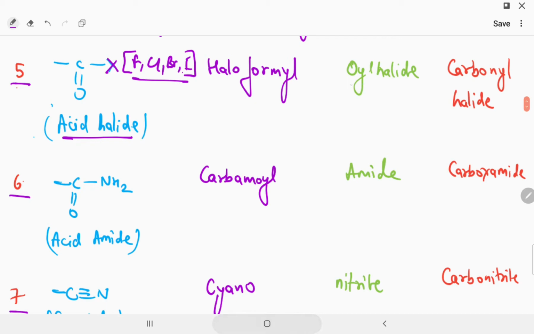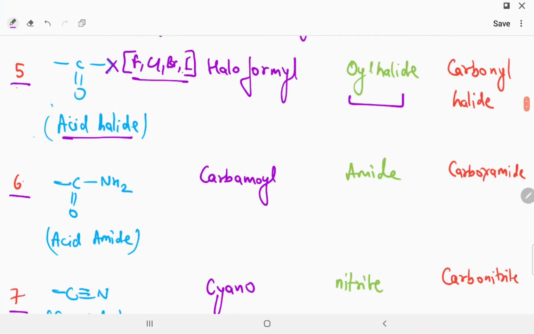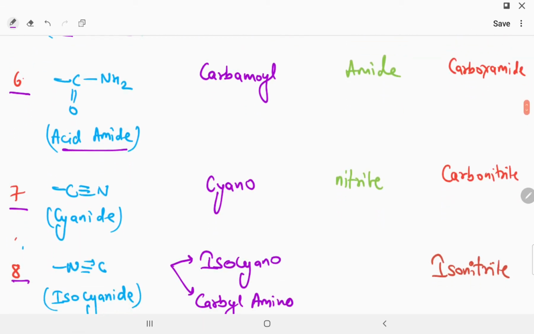And if you are able to see its suffix, we can say its suffix is of two types: carbon included and carbon not included. If I talk about carbon included, it is called acyl halide, and carbon not included is called carbonyl halide. Okay.